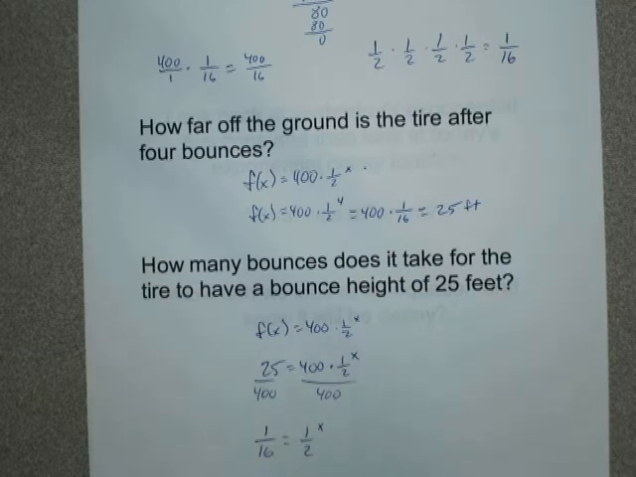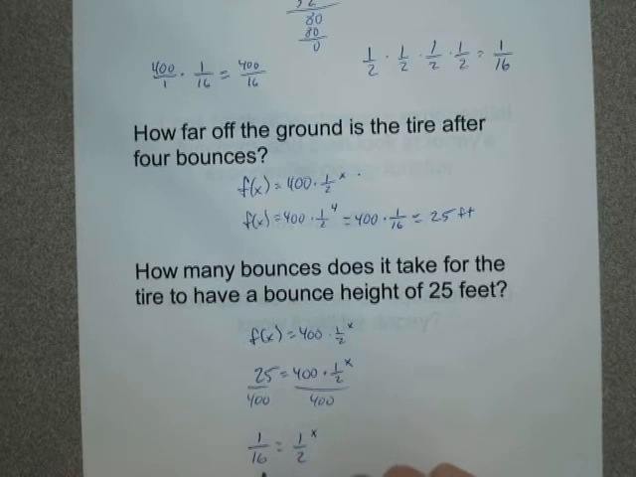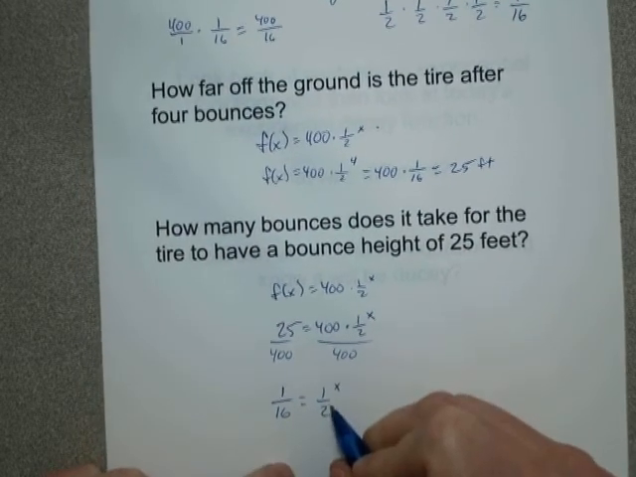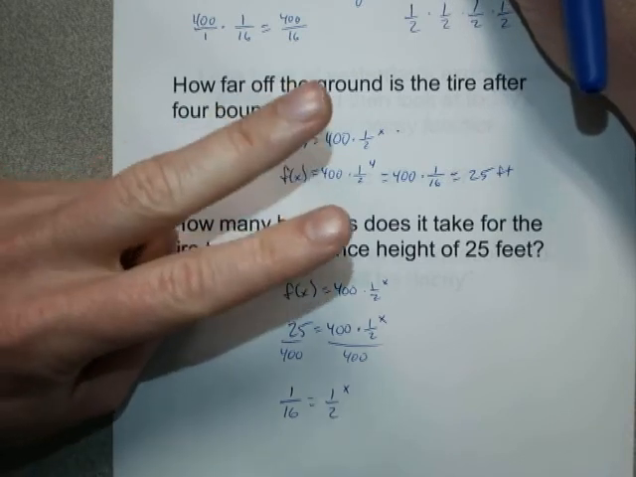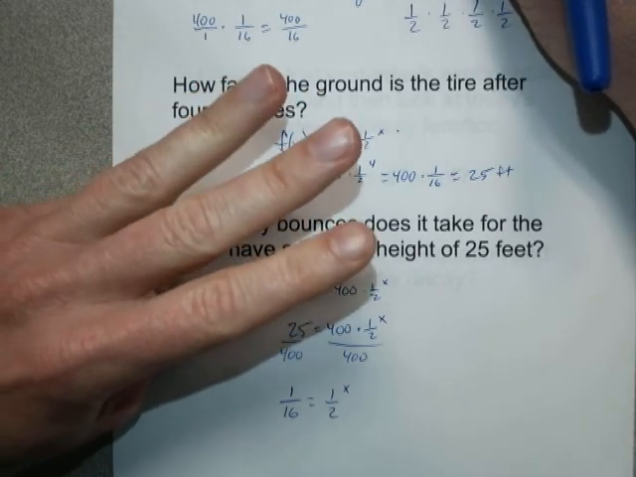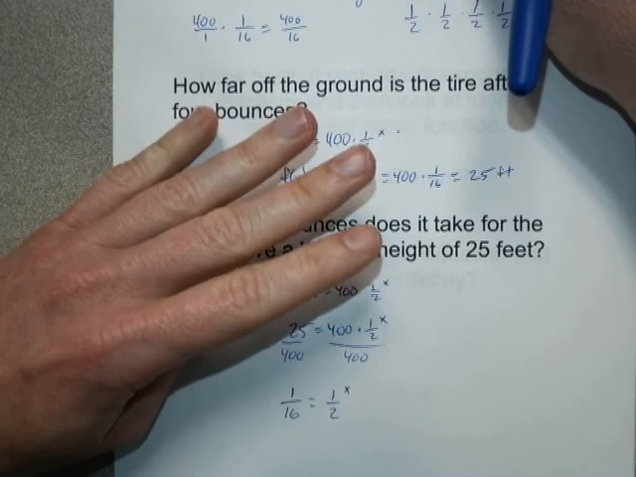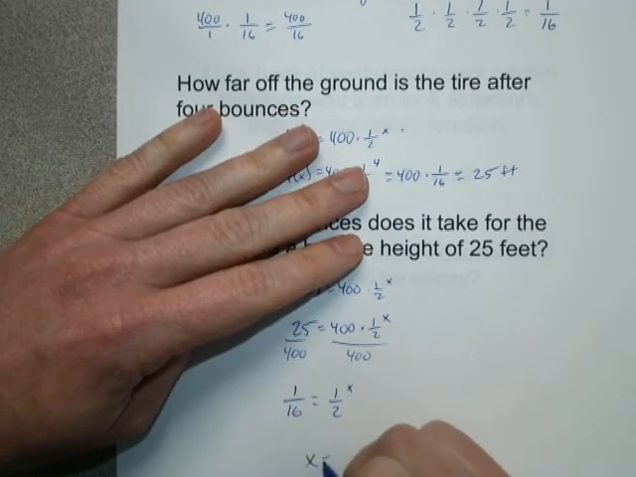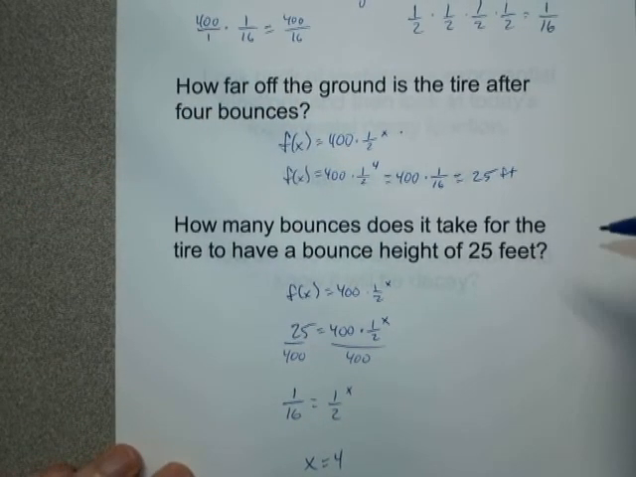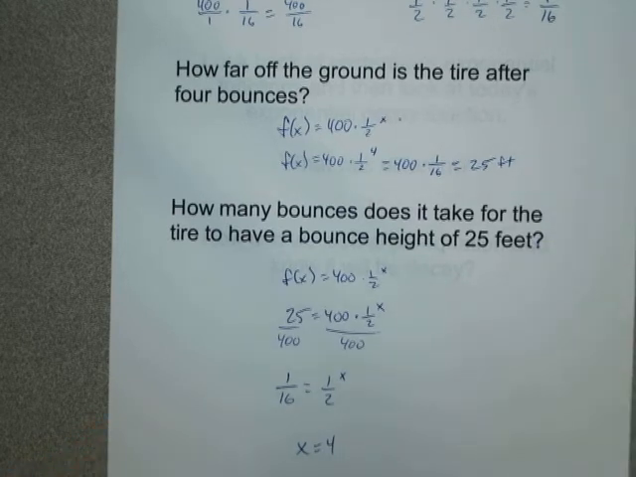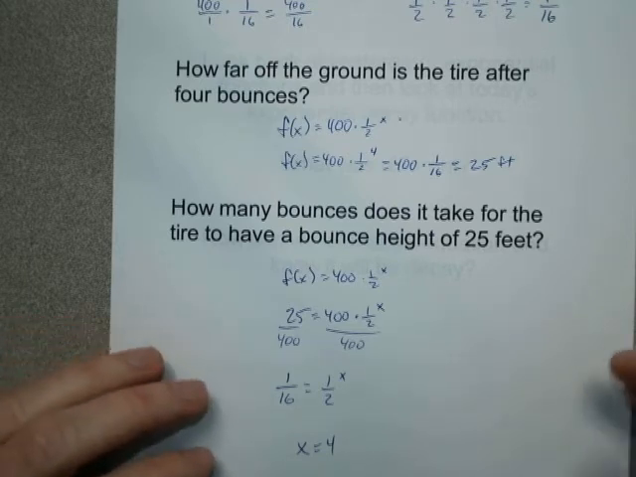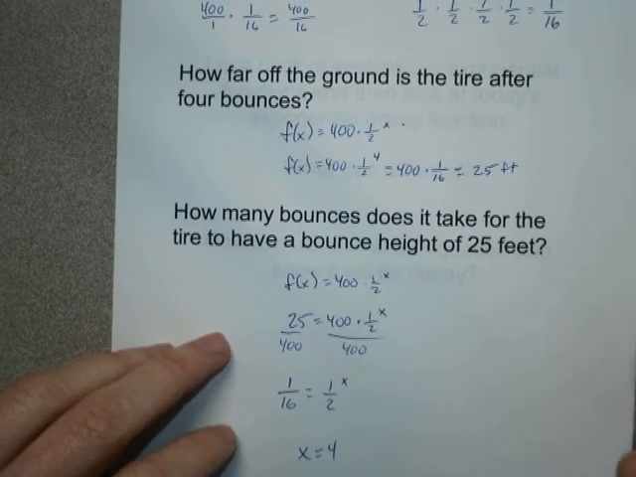So now we just need to figure out how many times I need to take 1/2 times itself to get to 1/16. 1/2 to the first power is 1/2. To the second power is 1/4. To the third power is 1/8. To the fourth power is 1/16. So in this case, x is 4, and we know that it takes 4 bounces of that tire to get to 25 feet. It's weird, but it's not difficult. You just have to practice it.